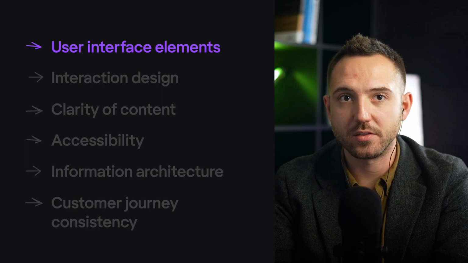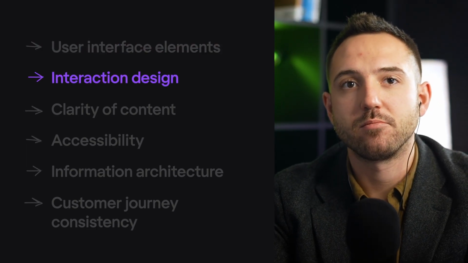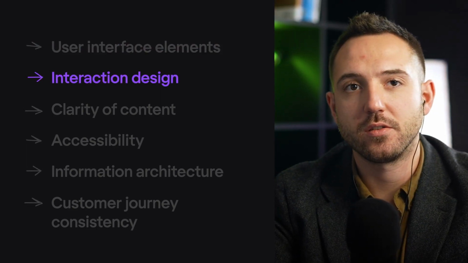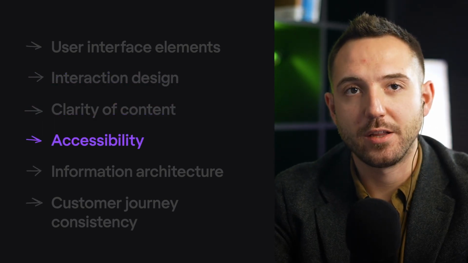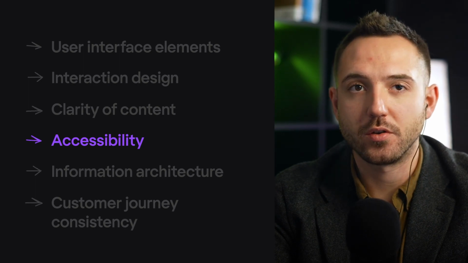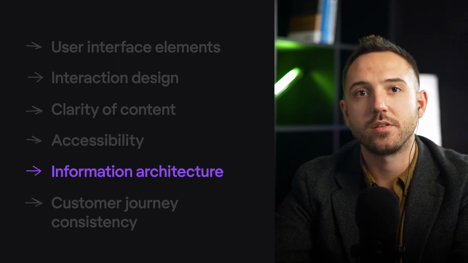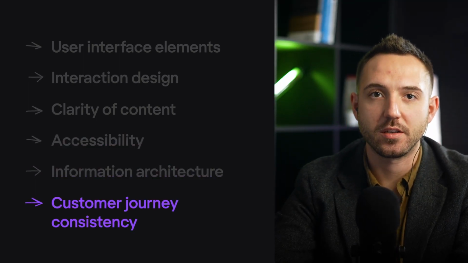You need to analyze user interface elements that include buttons, links, and fonts, interaction design, movements from page to page, animations, and scrolling effects. Clarity of content, like labels and headlines. Accessibility, like contrast, text alternatives, and such. Information architecture, and finally, overall customer journey consistency.